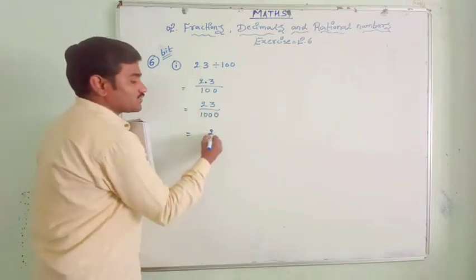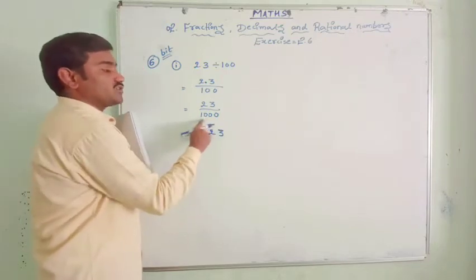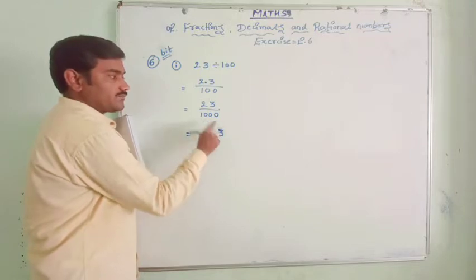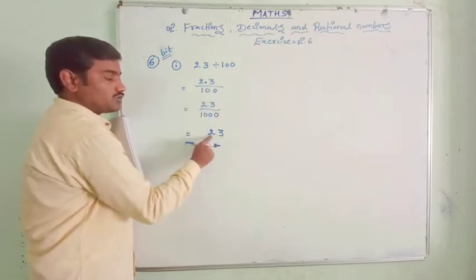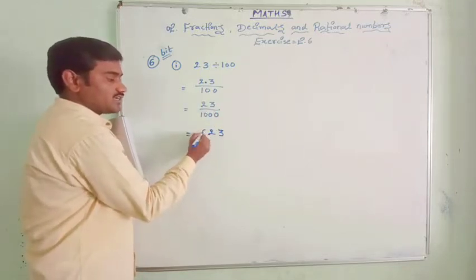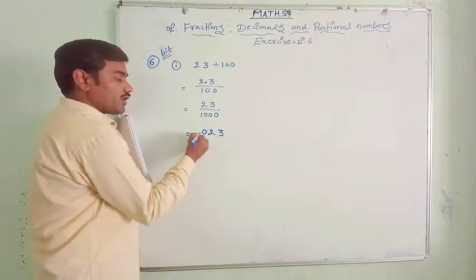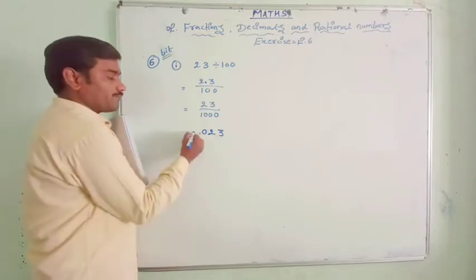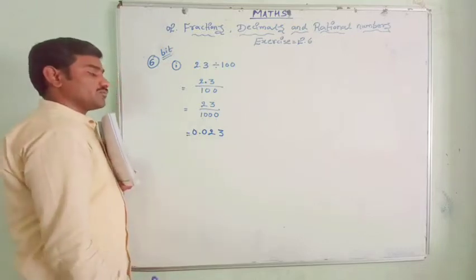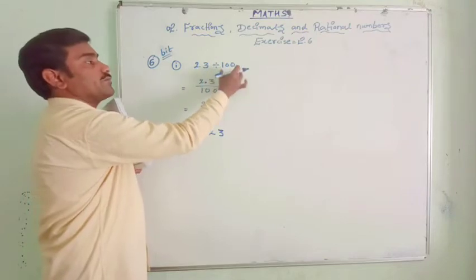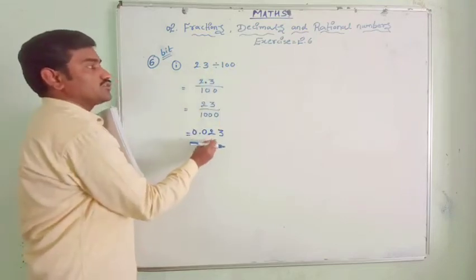Simple. First you write the 23. See how many zeros are there in the denominator? 3. We count 3 digits from the right side in the numerator part. 1, 2. Only 2 digits are there. The third digit we have to keep as a 0. That is 0, 2, 3. Now we got 3 digits. Put a point. Before the point there is no number, so 0. So this will be the answer. 2.3 divided by 100 will give 0.023.